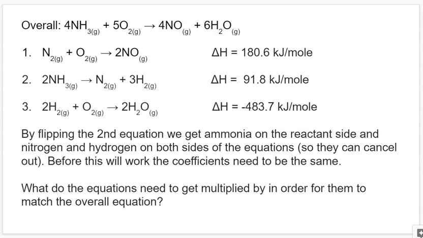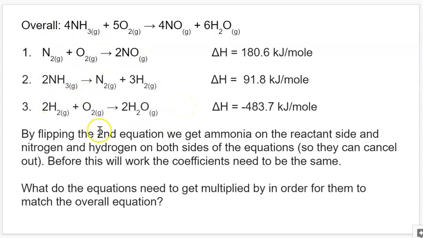All right, so like I mentioned, we're going to flip the second equation to get ammonia on the reactant side. And I turned the negative 91.8 kilojoules per mole into positive 91.8 kilojoules per mole. And I think that gets everything on the right side. Let's see. NO is on the product side, water is on the product side, ammonia on the reactant side, oxygen on the reactant side. Okay, so I don't have to flip anything else.